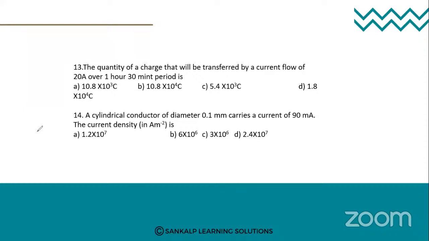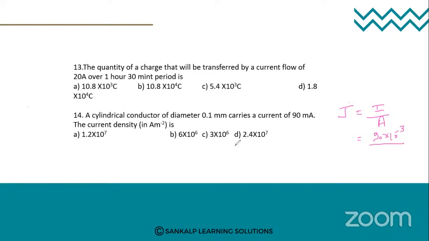Okay, so in the 14th, they are asking you to calculate the current density. So the current density is denoted by the letter J. The current density is given by current per unit area. So current is given, it is 90 milliampere. It is 90 into 10 raised to minus 3. But area is not given, but cylindrical conductor they are saying.